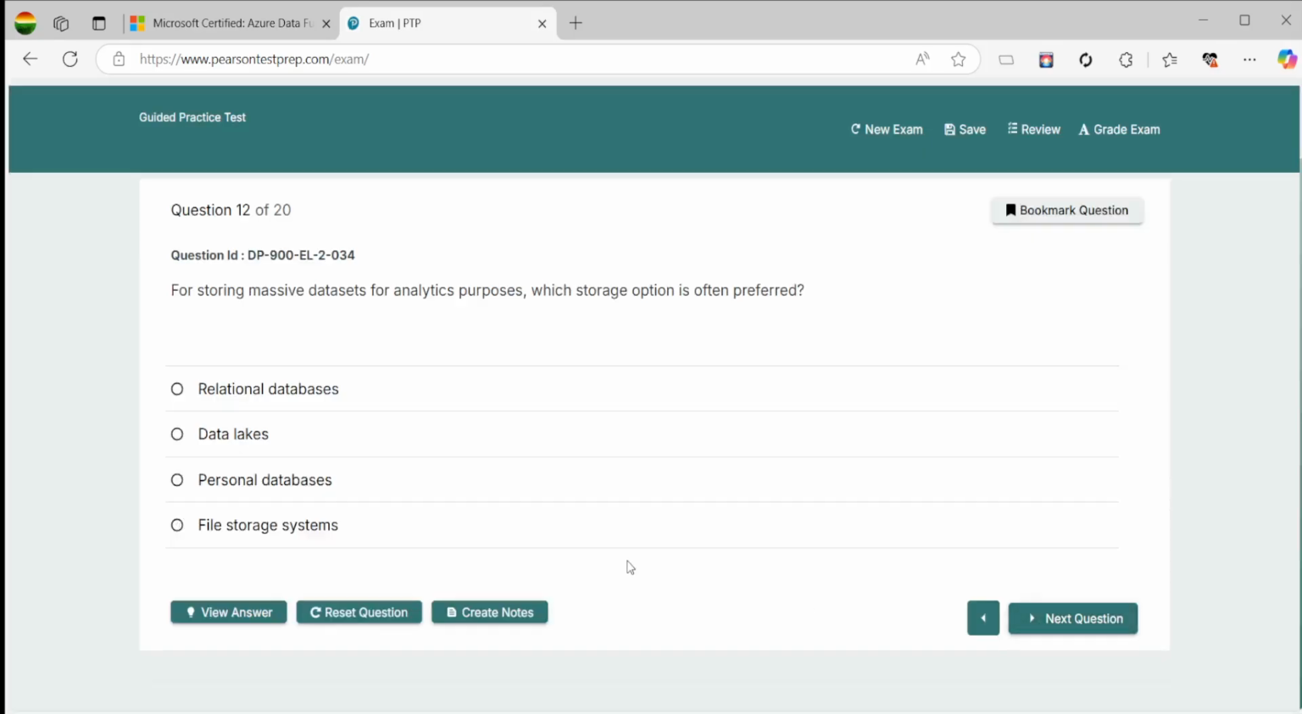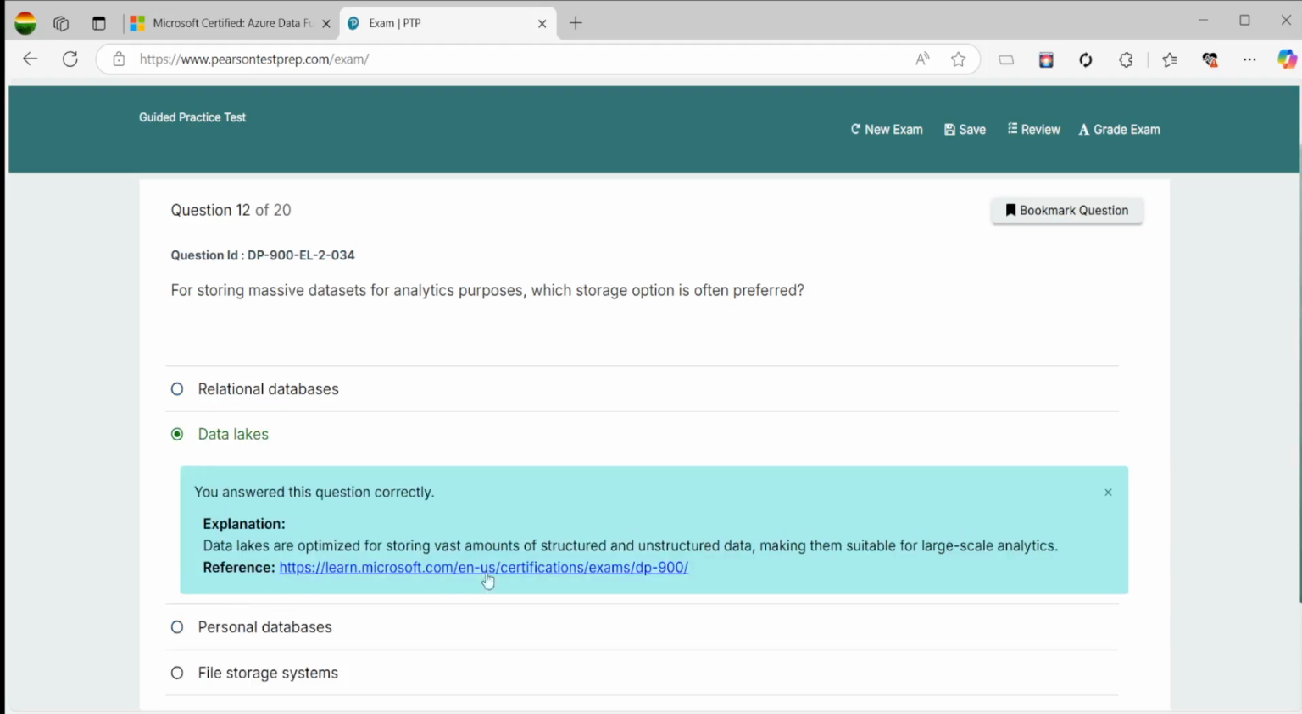Question 12. For storing massive data sets for analytical purposes, which storage option is often preferred? Relational databases, data lakes, personal databases, or file storage systems? Storing massive data sets for analytical purposes, the answer is data lakes.